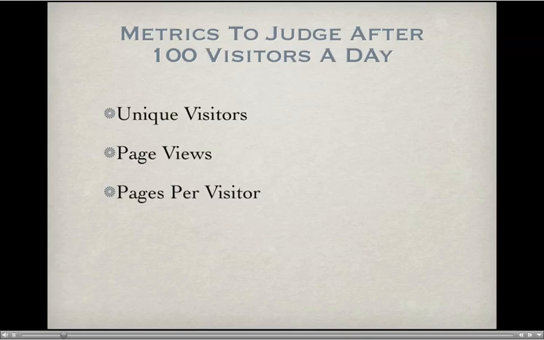Next is pages per visitor. This metric is calculated by taking the number of page views and dividing it by the number of unique visitors. In many cases, it can be used as a way to measure the involvement of your users. If the number of pages per visitor is close to 1, it means that most people are leaving your website without ever viewing a second page.